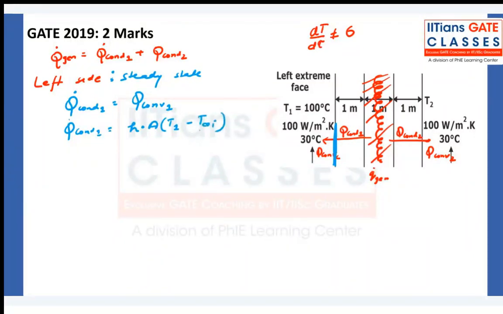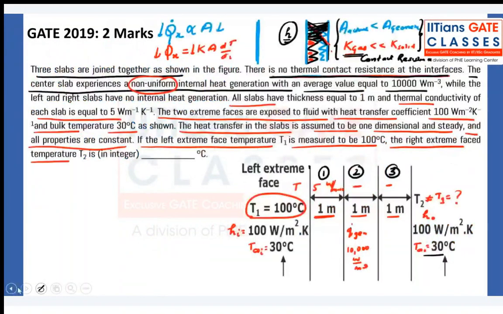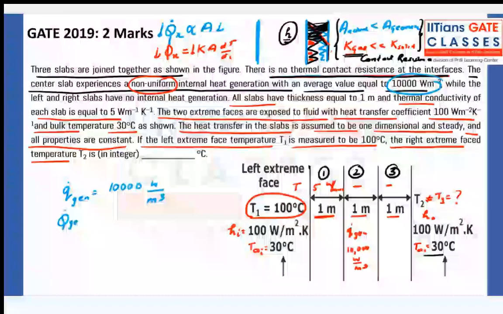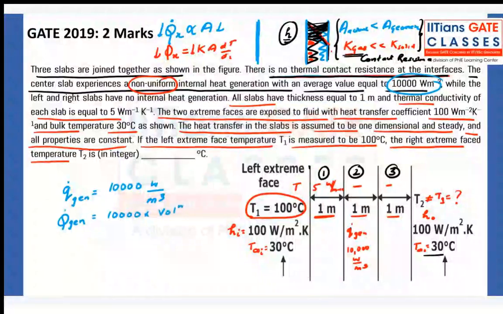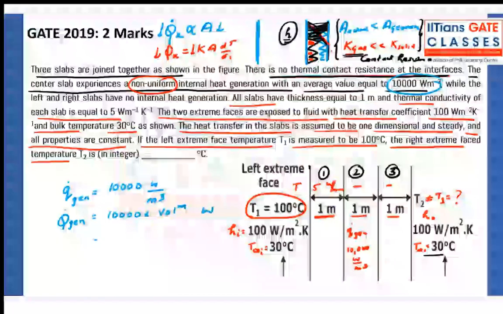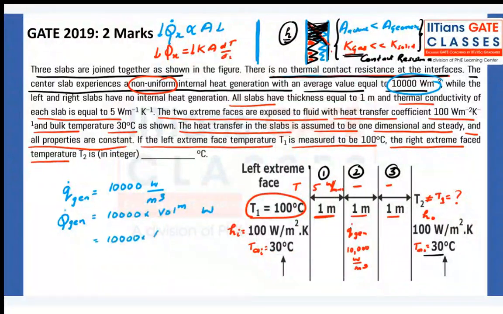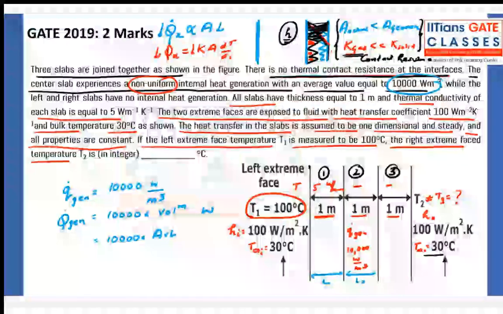Right? I can do that. Now let us see one more thing. I have given this, they have given me this. They have given me Q dot generation equals 10,000 watt per meter cube. That means Q dot generation is equal to 10,000 into volume, which is 10,000 into area into L. What is the L? This L is the same as L1, L2, L3. What is area? This area.